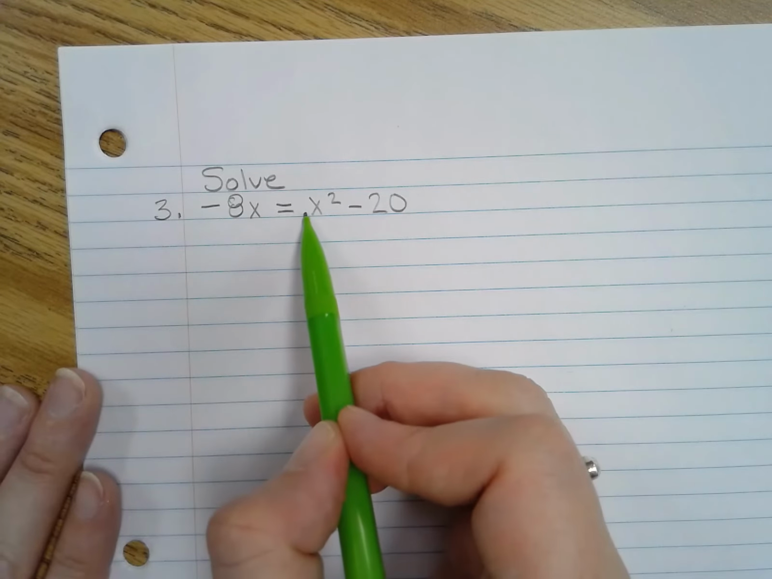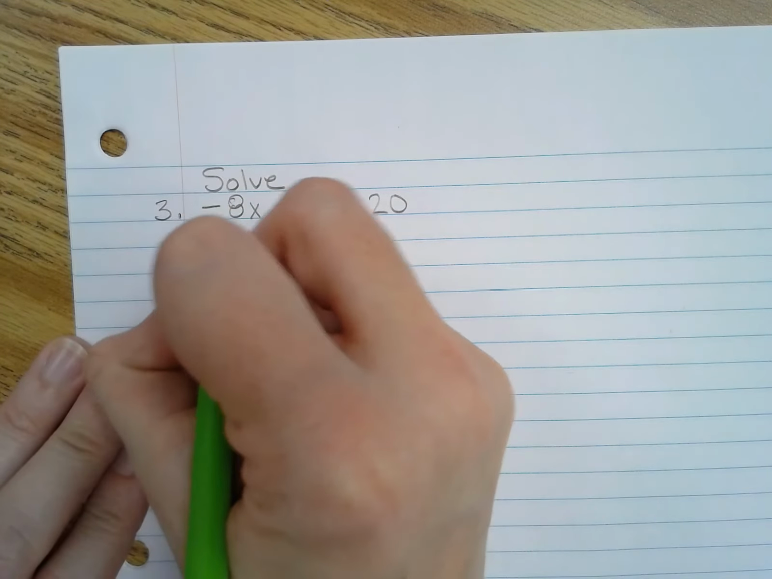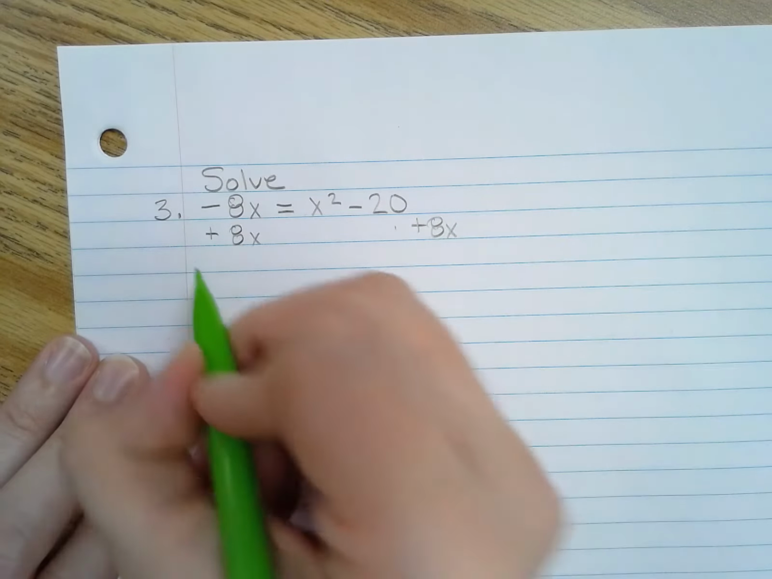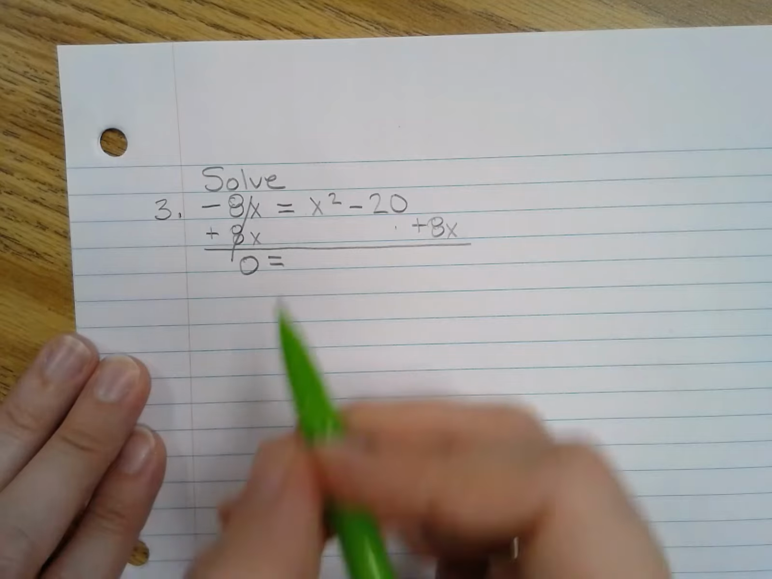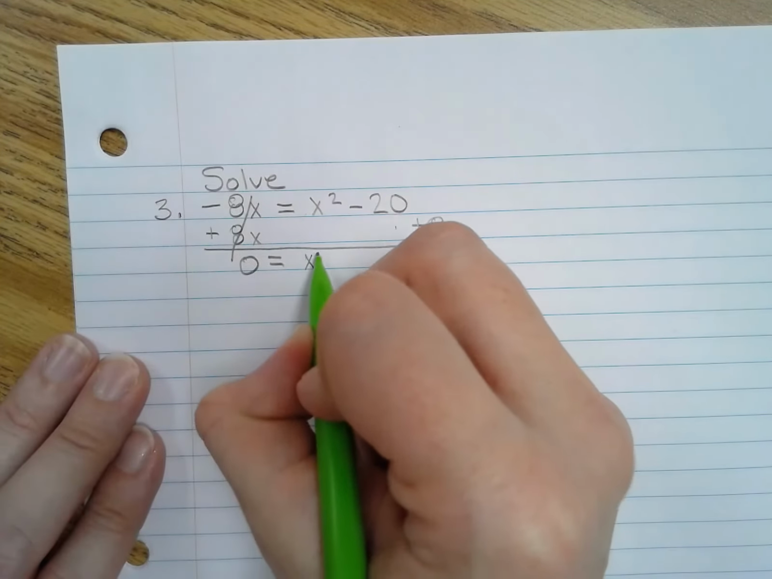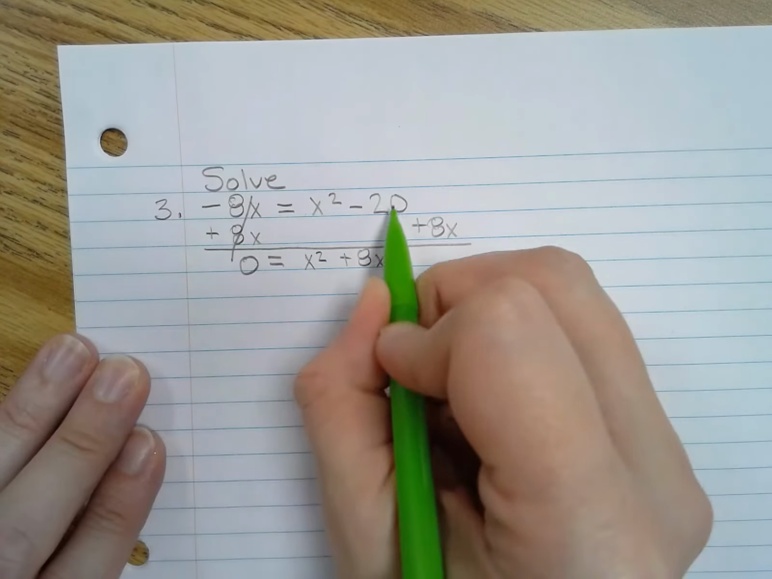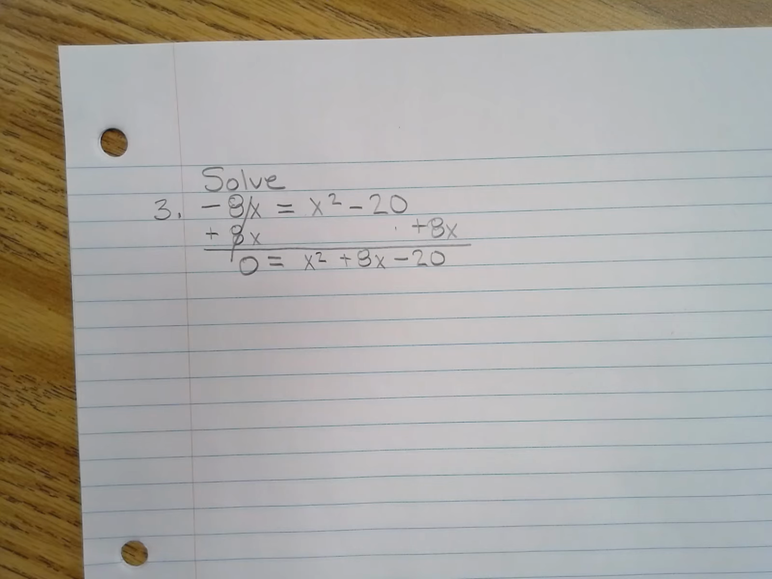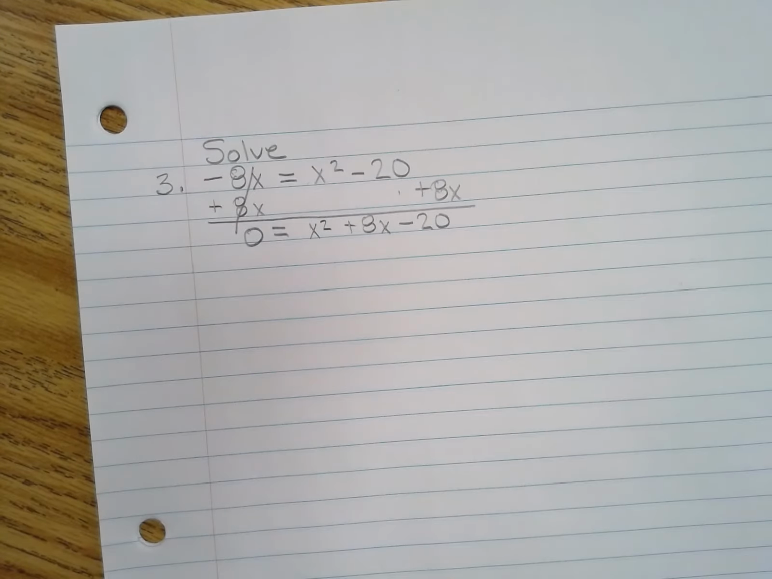We want to keep that a value a positive 1, so I'm actually going to add this 8x to both sides in order to get our 0 on one side. This x squared would be our first term. Then we're going to have our positive 8x and finally the minus 20. So get that in standard form in order, ax squared, bx, and c, making sure that it's set equal to 0 before you start solving.